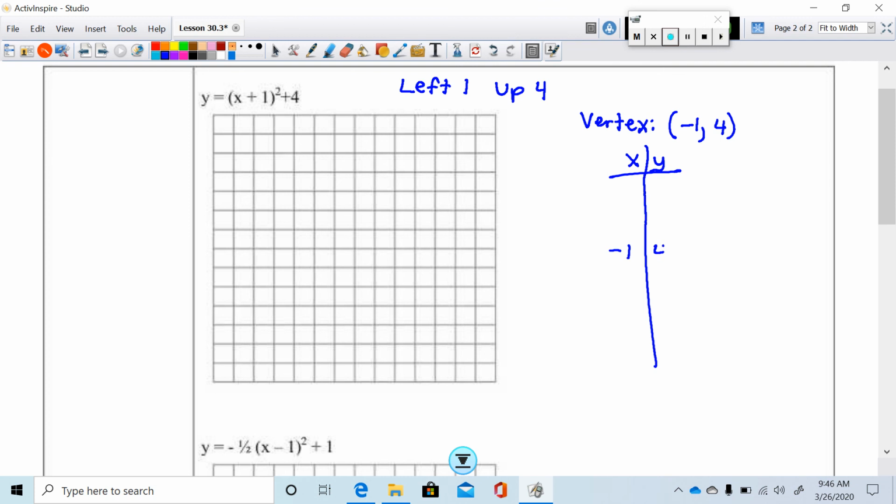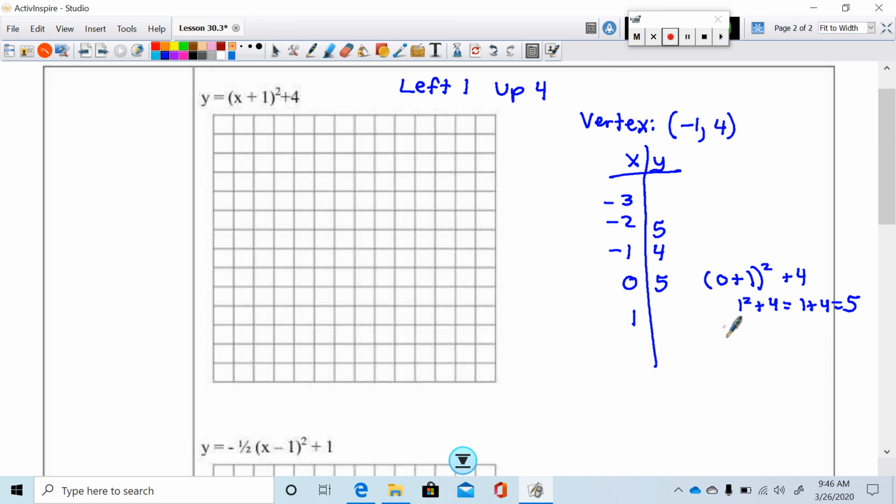Negative 1, 4. So two numbers higher is 0 and 1. And then negative 2 and negative 3. Okay, so we have parentheses 0 plus 1 squared plus 4. So 1 squared plus 4 equals 1 plus 4 equals 5. So this is 5, and the one above the vertex is also 5.